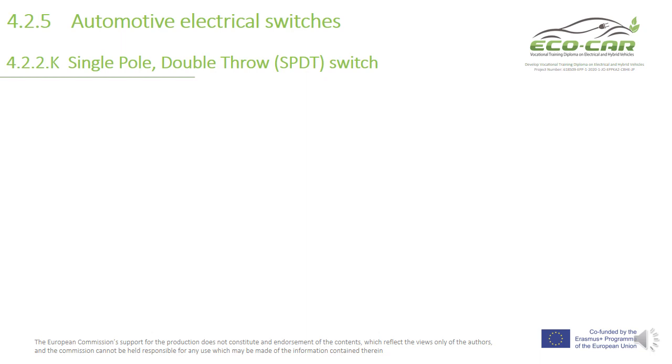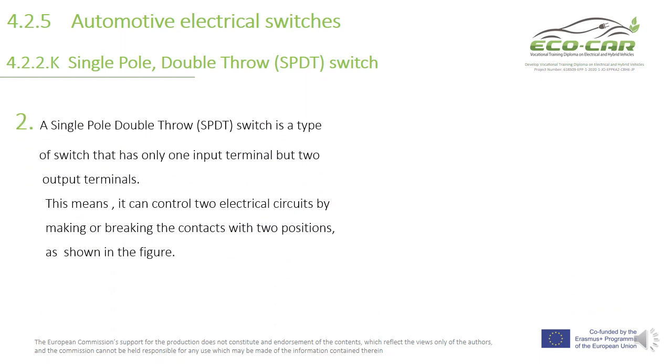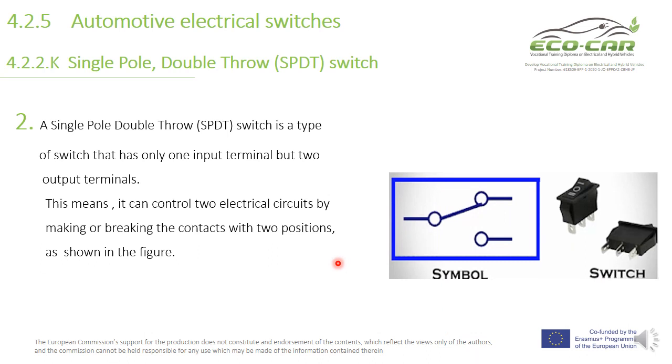The second type of switches is called single pole double throw switch. This type of switch has only one input terminal but two output terminals. It means it can control two electrical circuits by making or breaking the contacts with two positions as shown in the figure. This figure, as you see here, is for the single pole double throw switch.